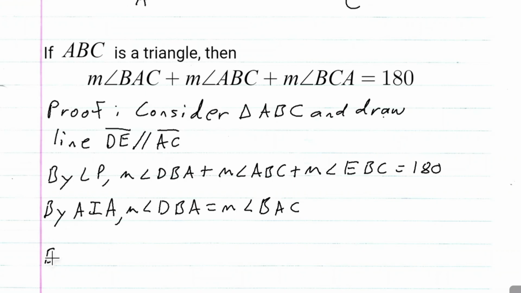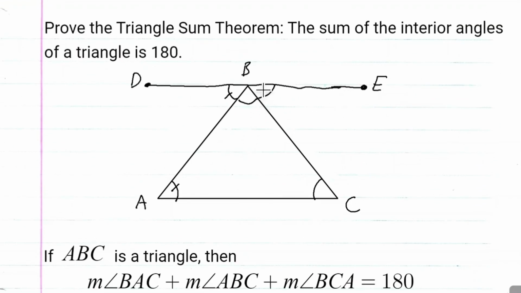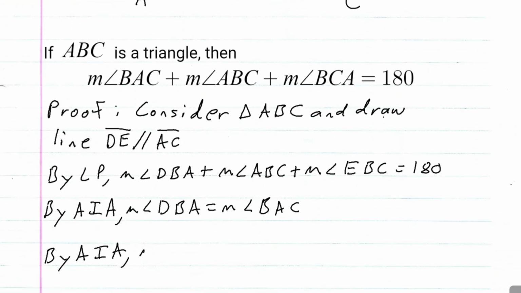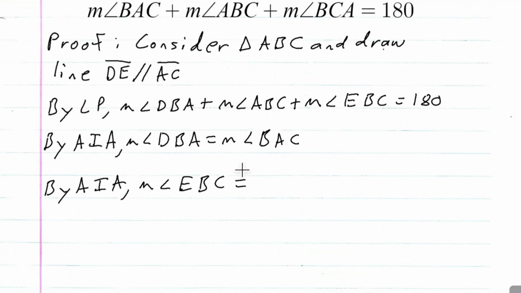All right, and we're going to use the alternate interior angle theorem again. We know that this angle here is congruent to this one, because these are alternate interior angles cut by this transversal with these two parallel lines. So the measure of angle EBC is equal to the measure of angle BCA.